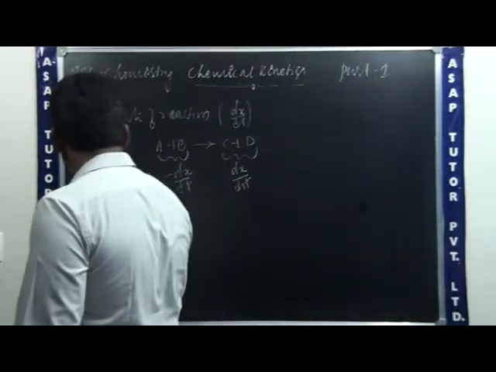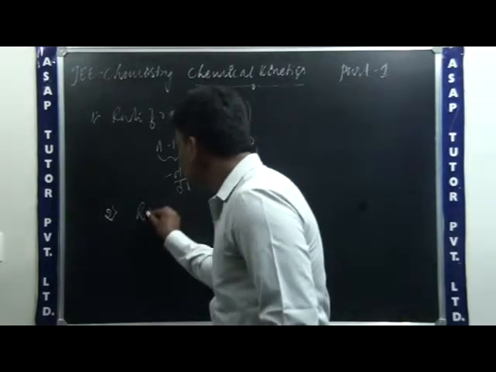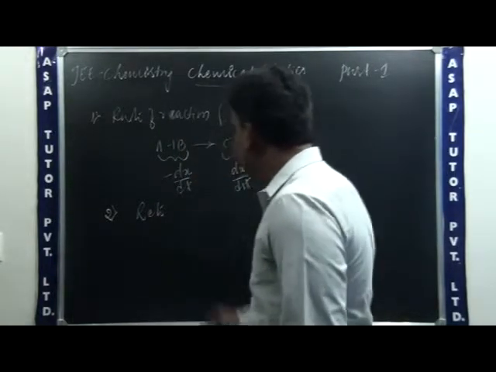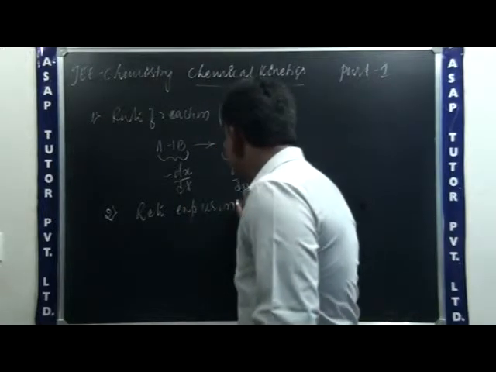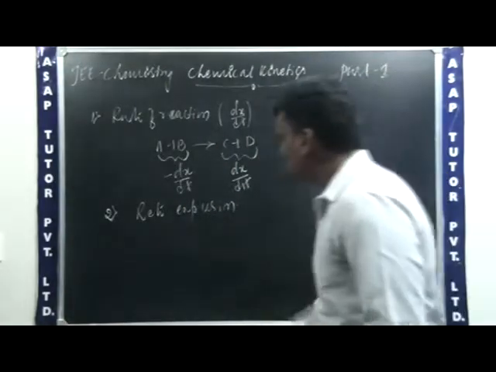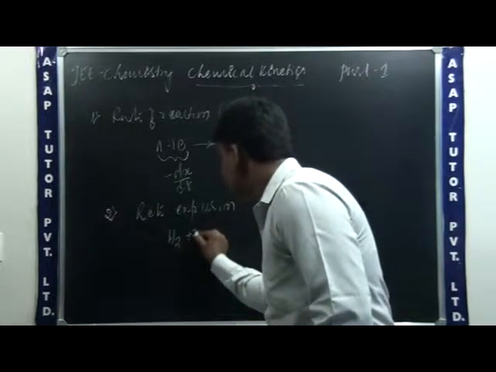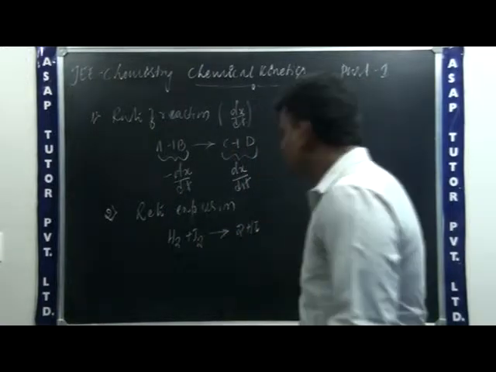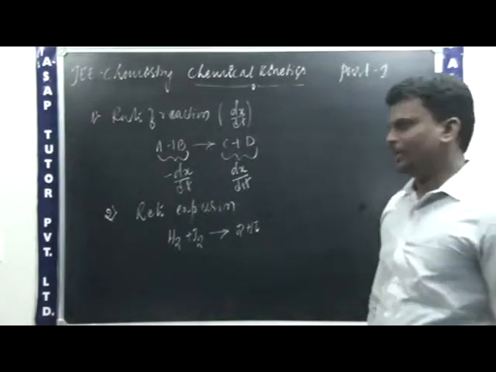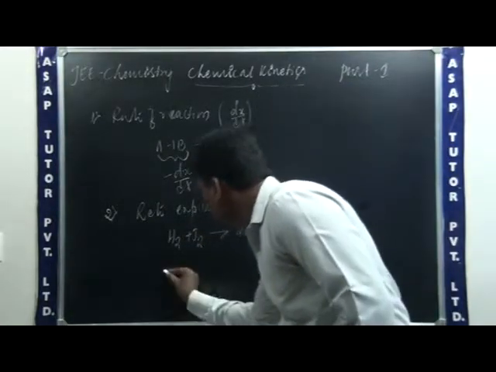Second point. How do we write the rate expressions for different chemical reactions? For example, consider the reaction H2 plus I2 gives 2HI, the formation of hydrogen iodide. If we need to write the rate expression for this equation, we write it like this.